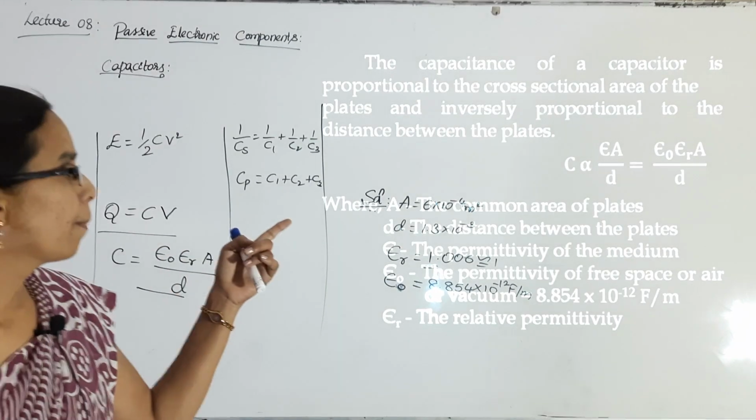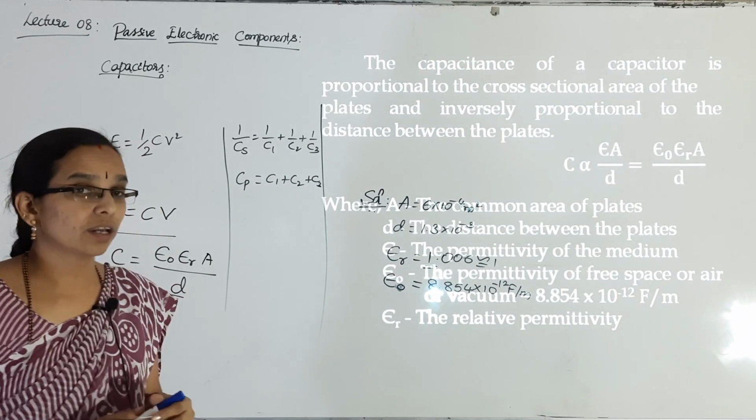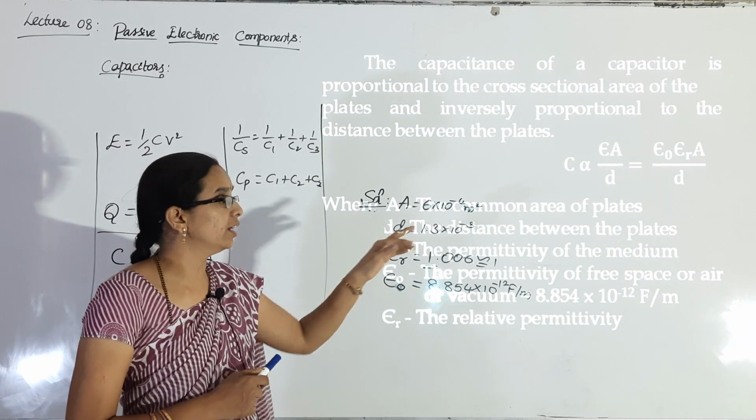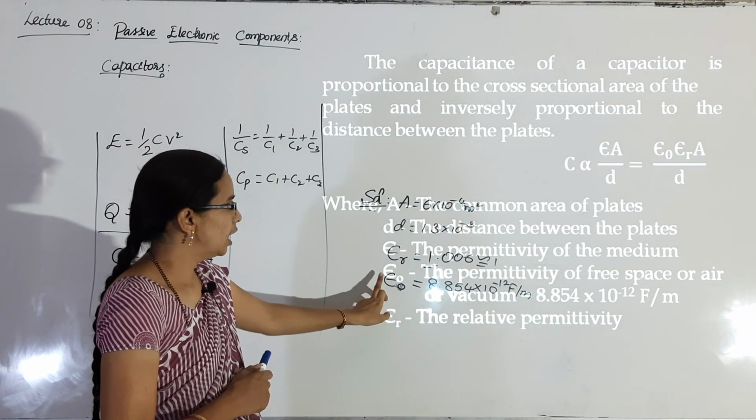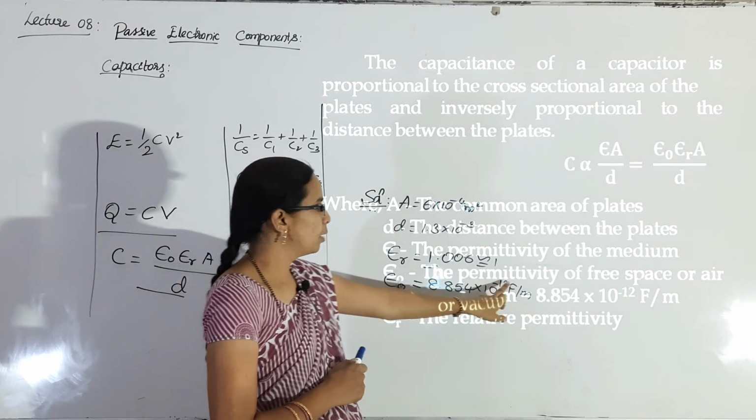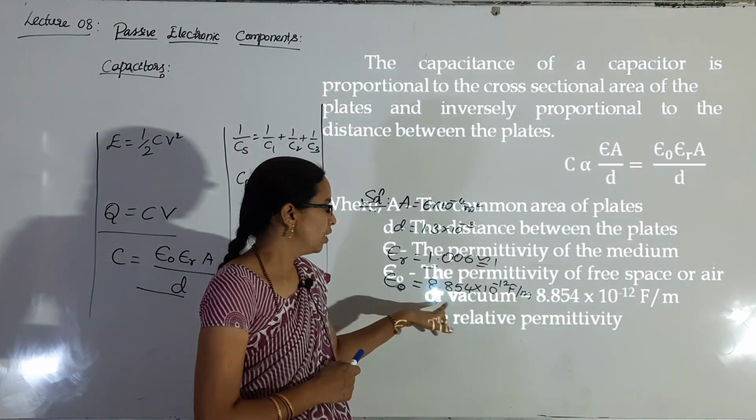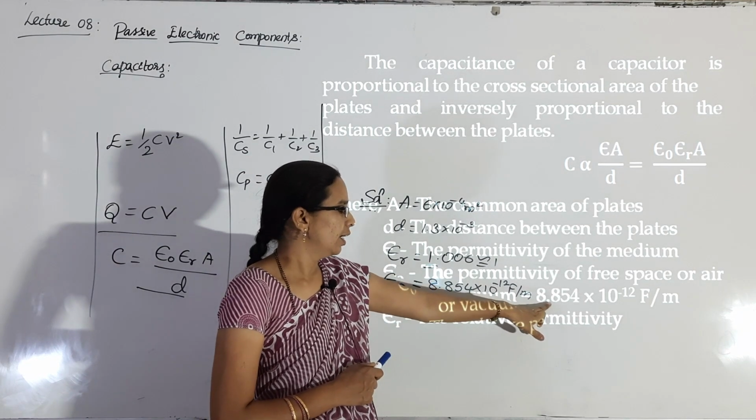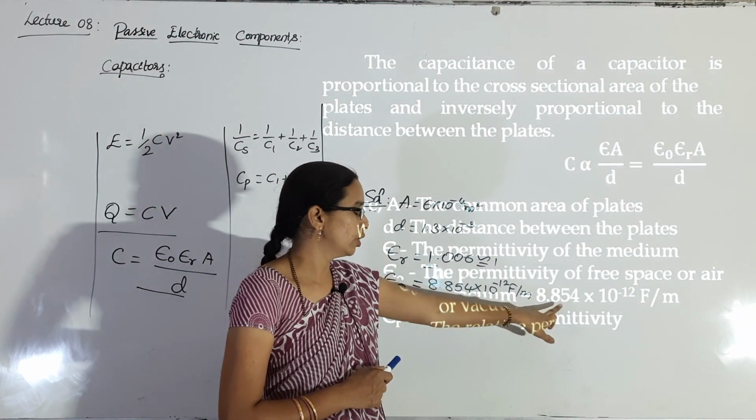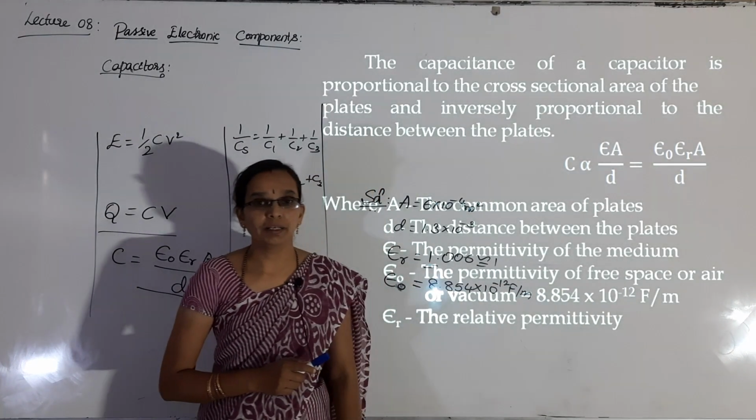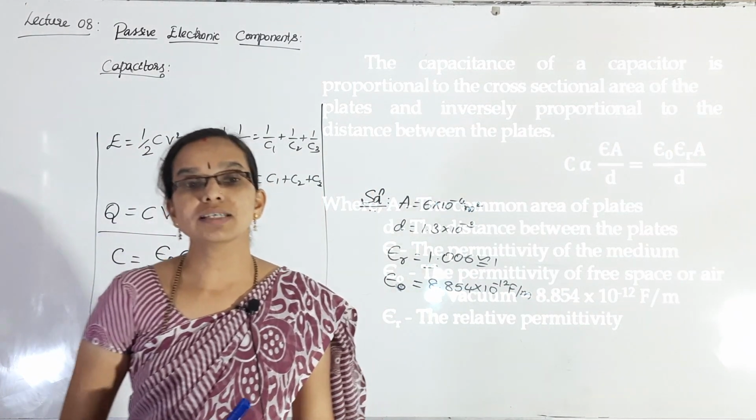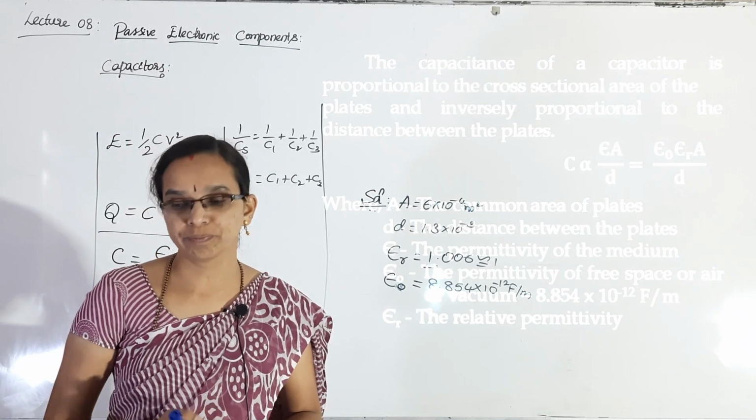And the capacitance of the capacitor, on what factors it depends, we have a formula: epsilon naught epsilon r A by D. In that, epsilon naught, the permittivity of free space or air or vacuum, is given by 8.854 into 10 to the power of minus 12 farad per meter. That is a universal constant that we have to remember. Okay.